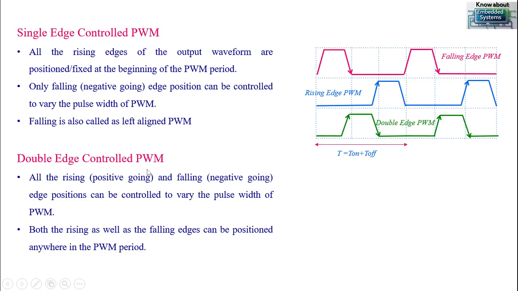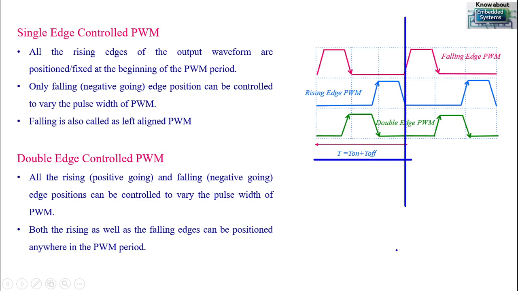Then we have something called double edge PWM. In the third example you see here, in the double edge PWM, observe that the pulse is positioned in the middle of the total time period. Observe that in the case of rising and falling edge, the pulse is positioned either at the start or at the end of your total time period. This is the total time period of your pulse.